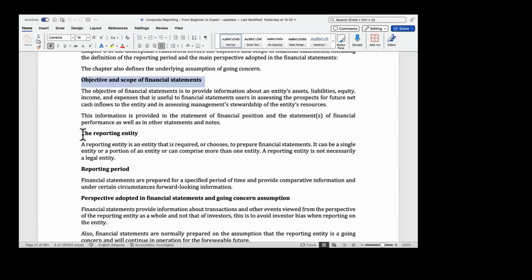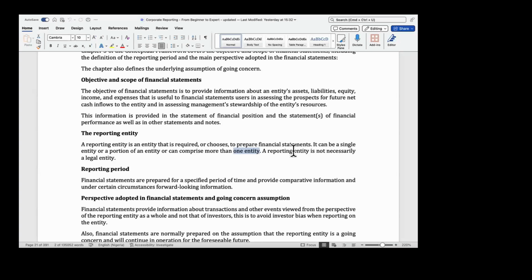Then secondly, it talks about the reporting entity. What is a reporting entity? It says that a reporting entity is an entity that is required or chooses to prepare financial statements. Because we understand that there are some entities that are required to, it is just compulsory that they must present financial statements. Why some just choose to? It's not compulsory. They just choose to. So all of them are reporting entities. And a reporting entity can be a single entity, a portion of an entity, or more than one entity.